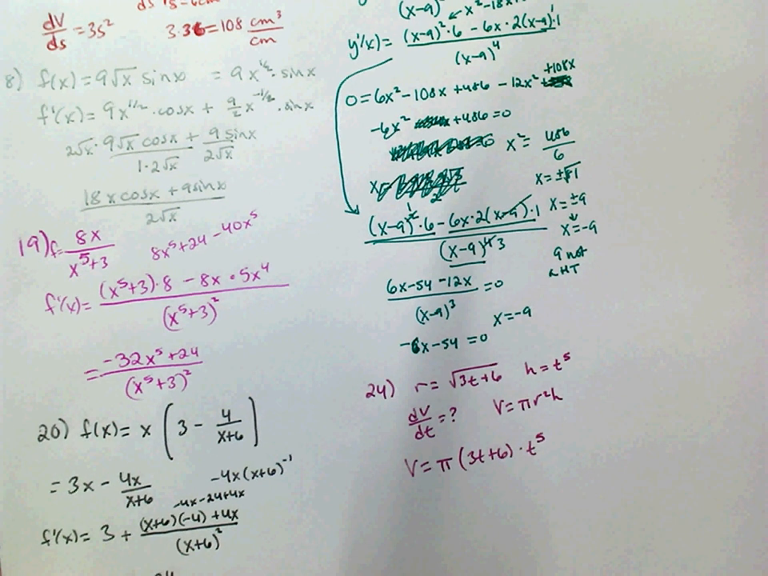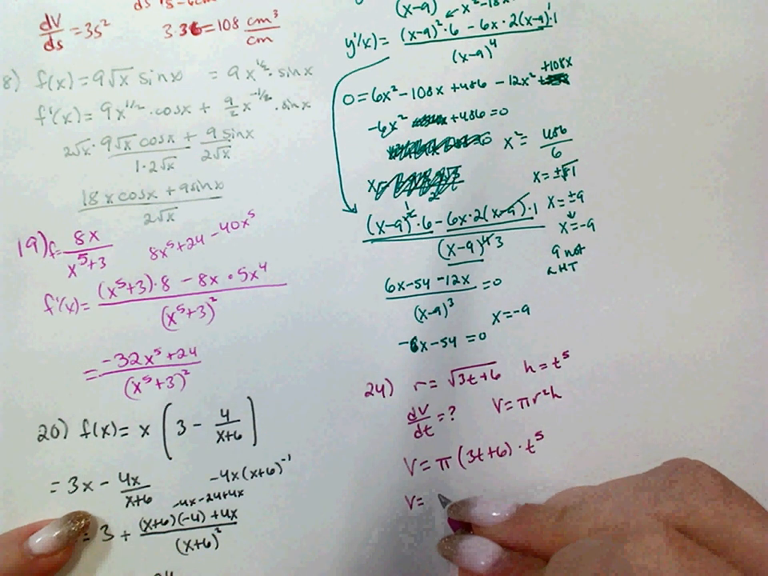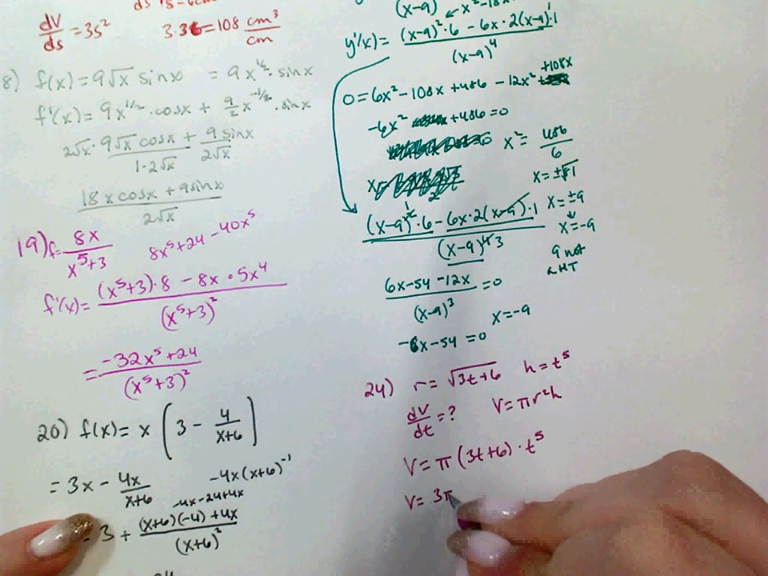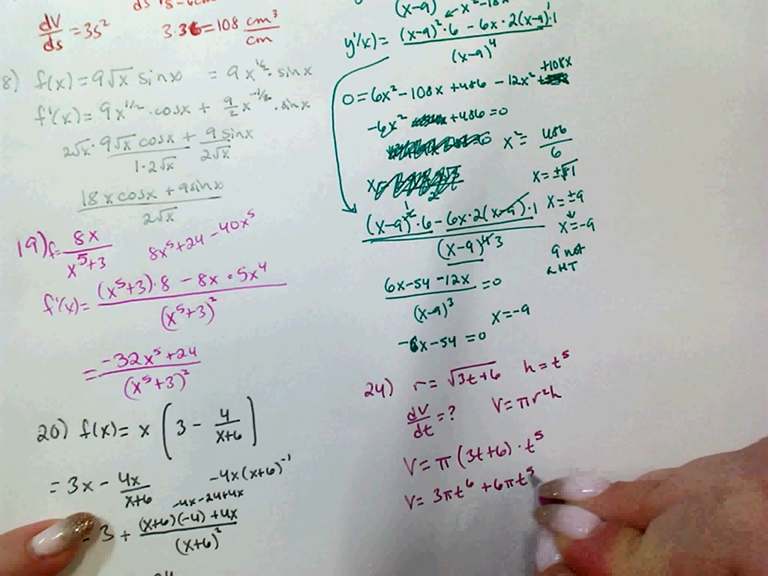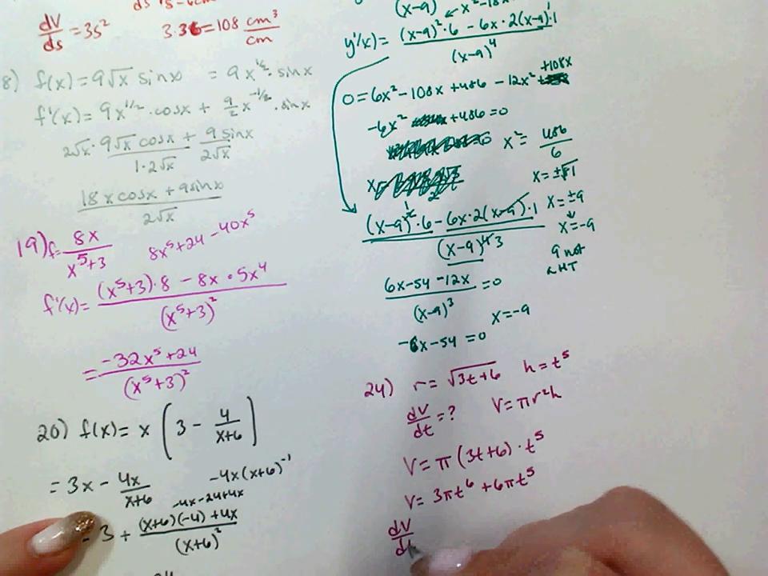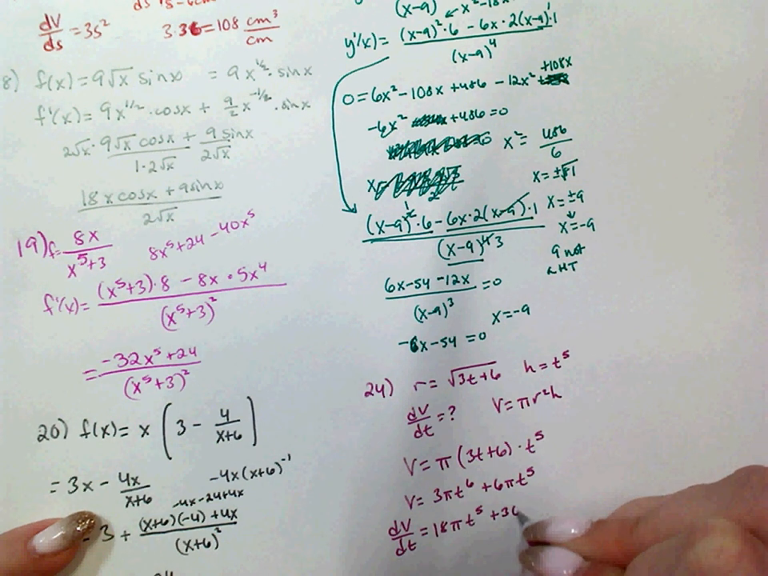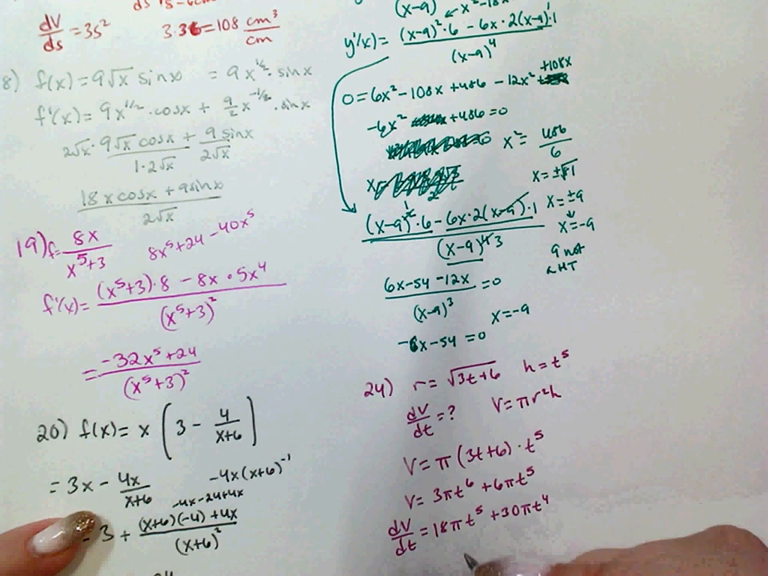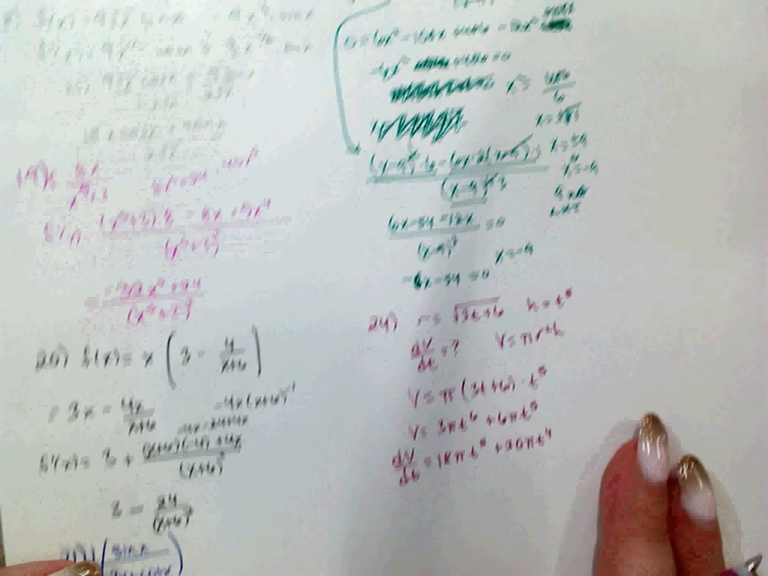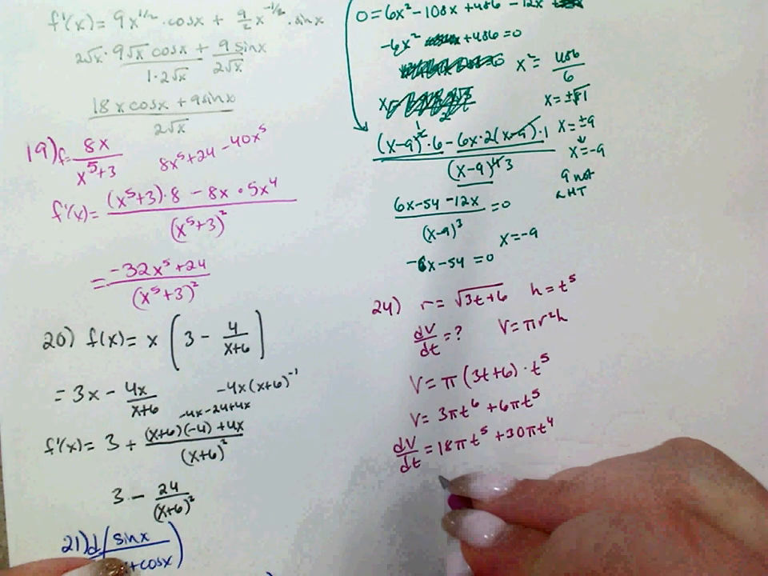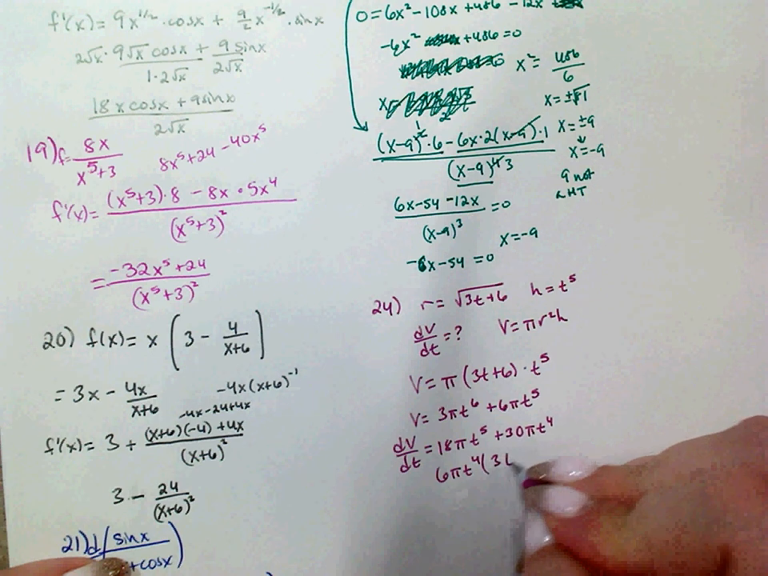So it's going to be 3 pi t to the 6th plus 6 pi t to the 5th. dV/dt equals 18 pi t to the 5th plus 30 pi t to the 4th, if you want to factor out the common factor, because you probably wouldn't leave it like that. The common factor would be 6 pi t to the 4th, and that would be 3t plus 5. And that would be dV/dt.